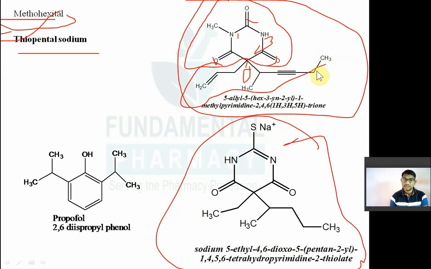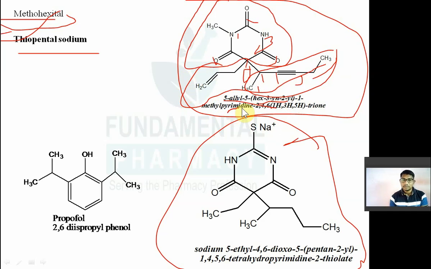Now methohexital, hex means how much? Hex means 6. So there are 6 carbon atoms in the chain over here. So you can see 1, 2, 3, 4, 5. Methohexital means a 6 carbon atom side chain is there. So you can remember the structure likewise.